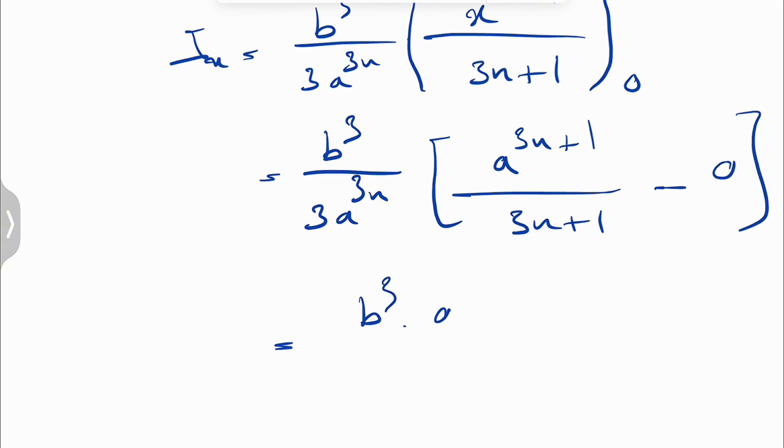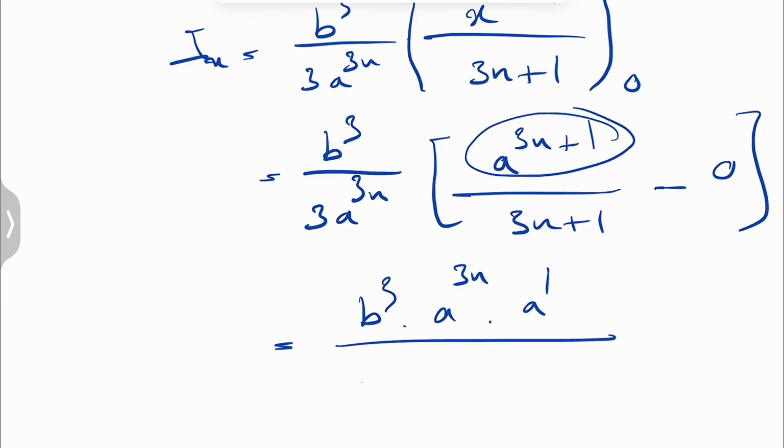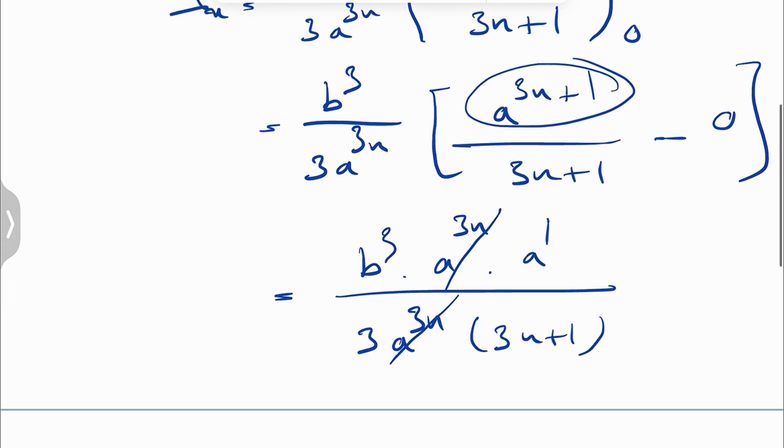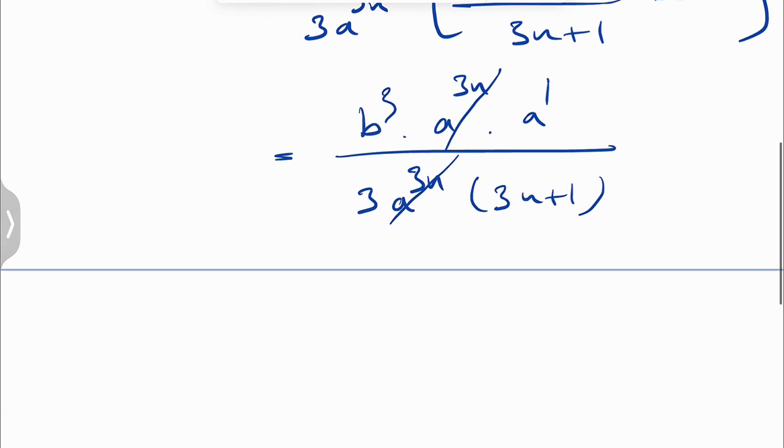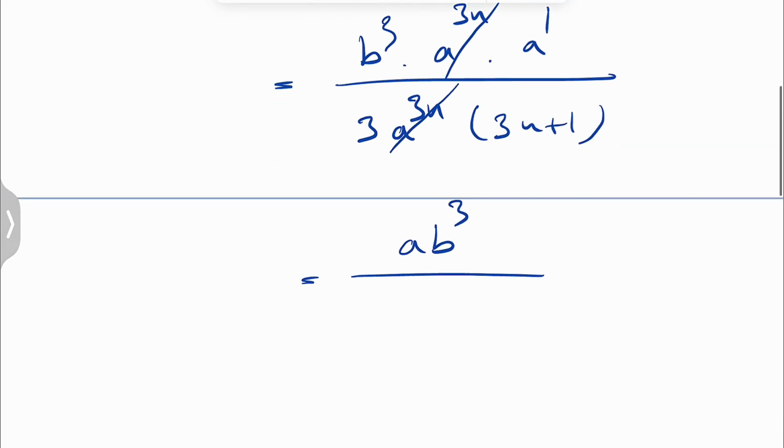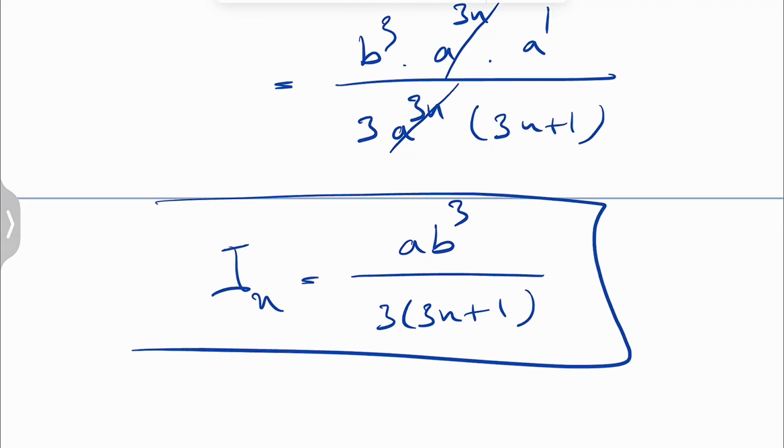So b cubed times a to the 3n plus 1 can be written as a to the 3n times a to the 1, and we have 3a to the 3n times 3n plus 1. Now we can cancel out the a to the power of 3n. So we're going to get a b cubed in the numerator, and in the denominator we have 3 times 3n plus 1, and that's going to be our Ix and the final answer for this question.